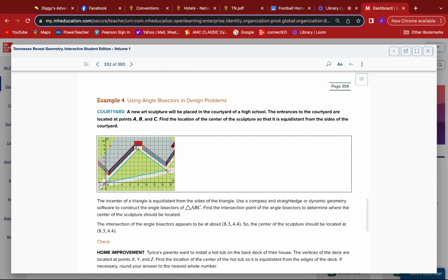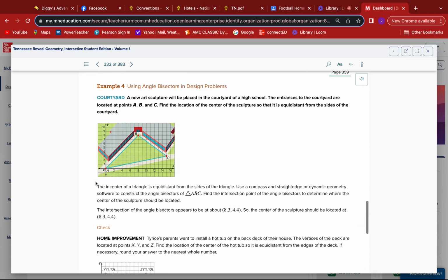All right, example number 4. Looks like I'm getting ready to turn the page to 360. All right, so example number 4. All right, got it here.